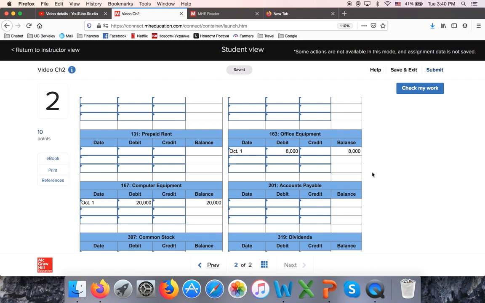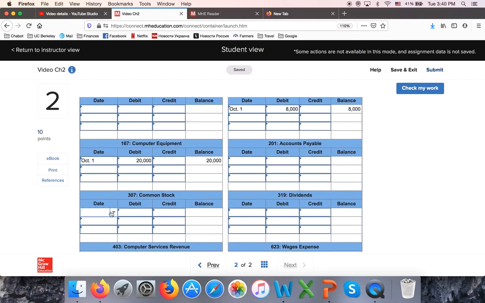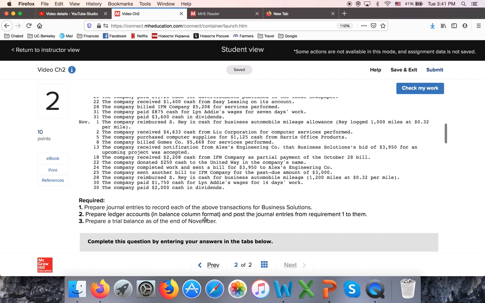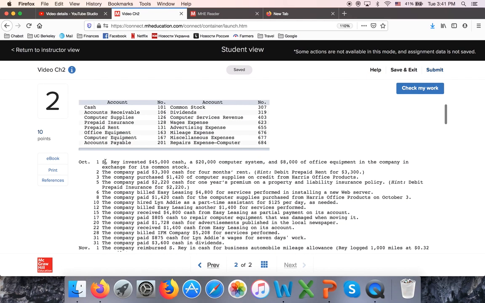And then guys, common stock, this is again October 1st, and it's a credit entry. Again, I forget, it's 65 plus 8, $73,000, right? So for common stock, the balance is credit because it's minus plus. So the credit entry increases the balance. If I had a debit entry, the balance will go down. That's it. I'm done. I'm ready for the next transaction.